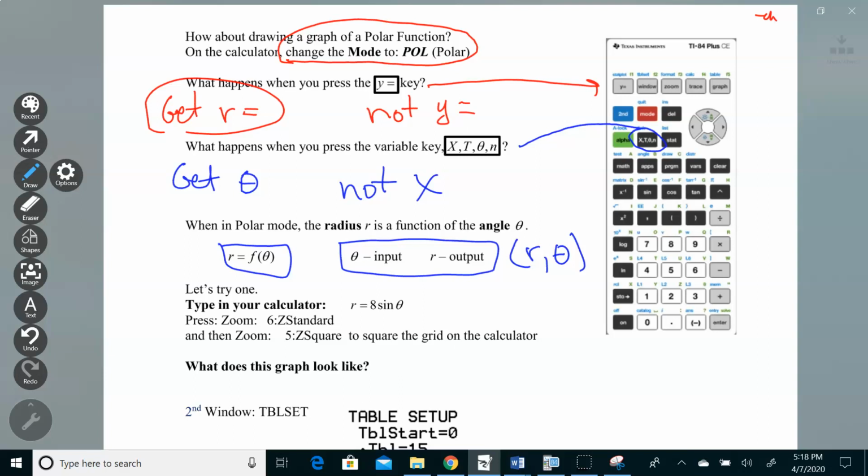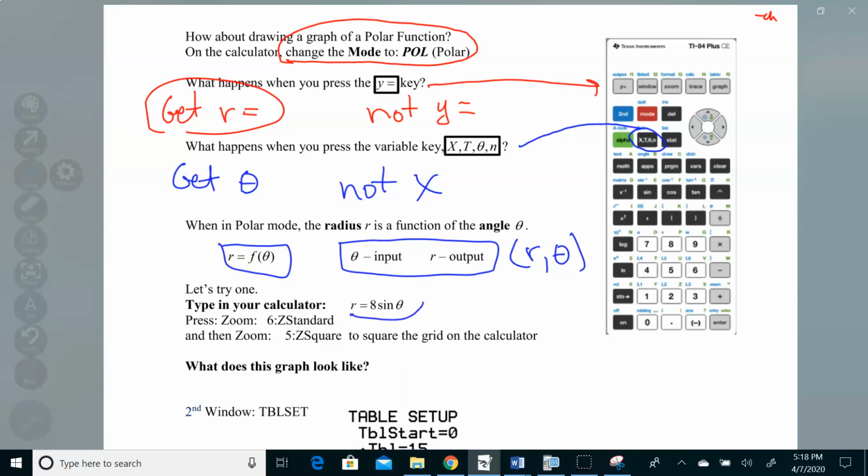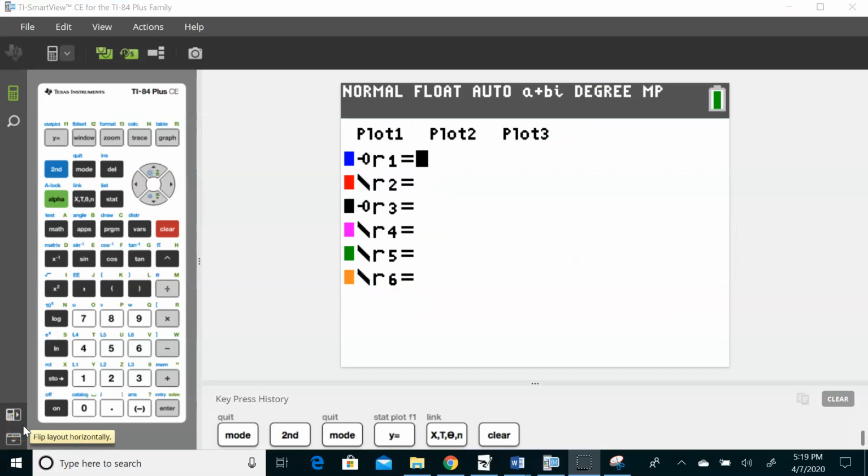And we're going to try an example on the calculator where we're going to put in r equals 8 sine theta. I'm going to pause the video now. So I'm going to put this into the calculator, 8 sine theta. So just 8 sine, not the x key anymore, it's the theta key.